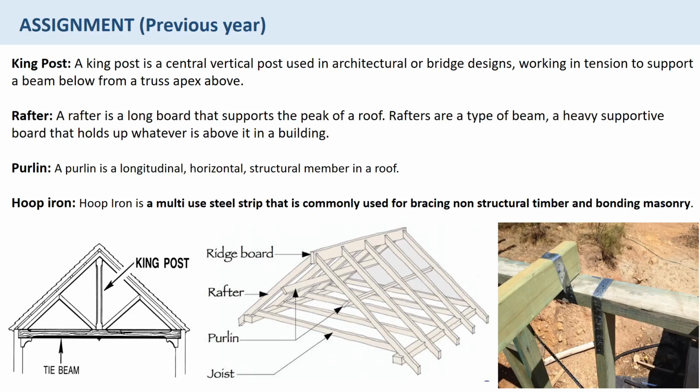So a king post is a central vertical post which is used in architectural or bridge designs, working in tension to support a beam below from a truss apex above. A rafter is a long board that supports the peak of a roof. So king post is the central vertical post in a truss. Then rafters are a kind of beam which holds whatever is above it. A purlin is a longitudinal horizontal structural member in a roof, and hoop iron is a multi-use steel strip that is commonly used for bracing non-structural timber and bonding masonry.